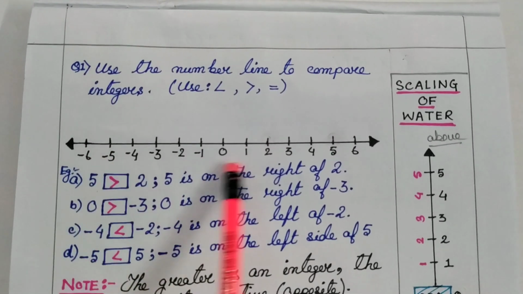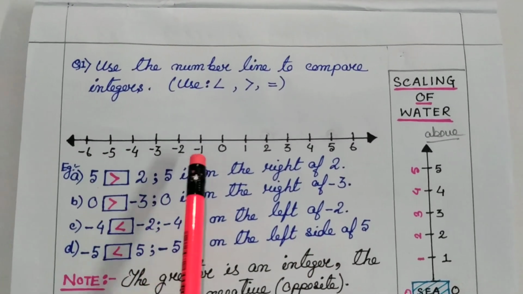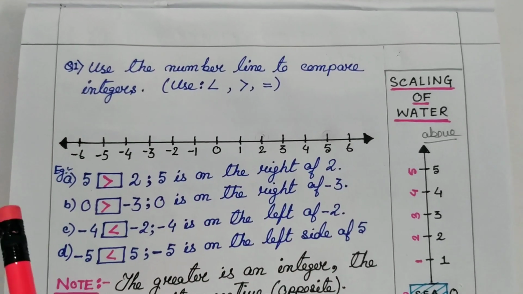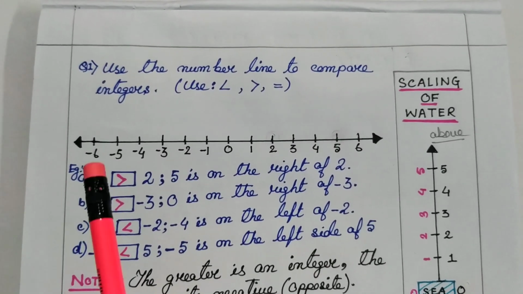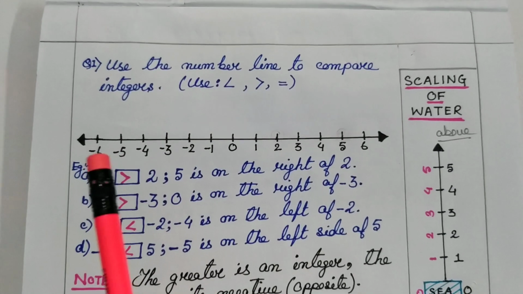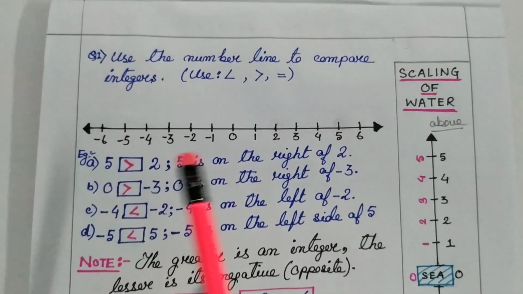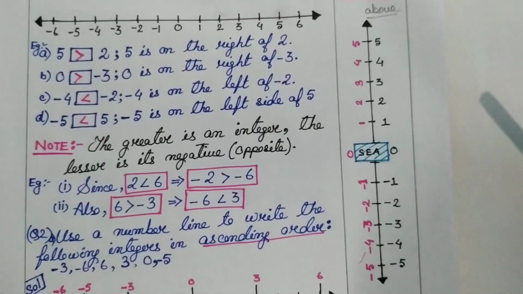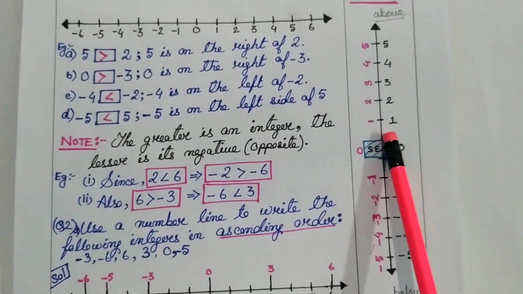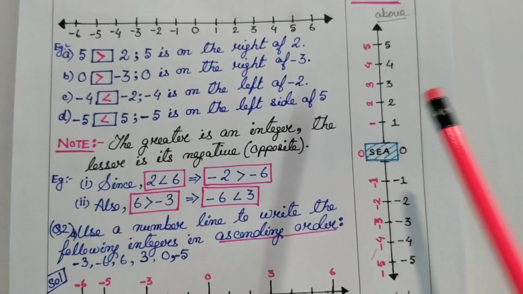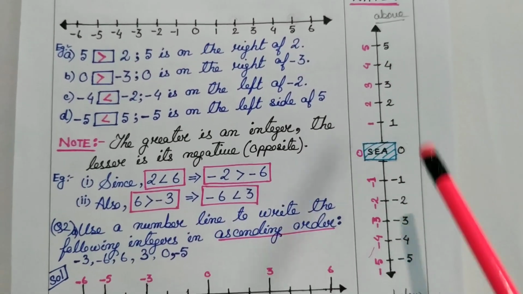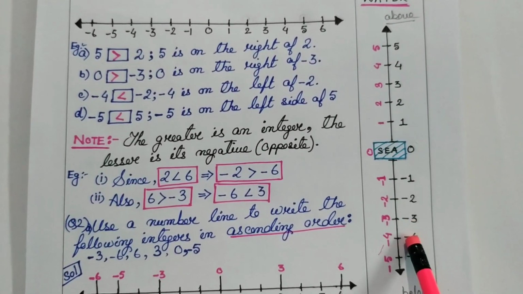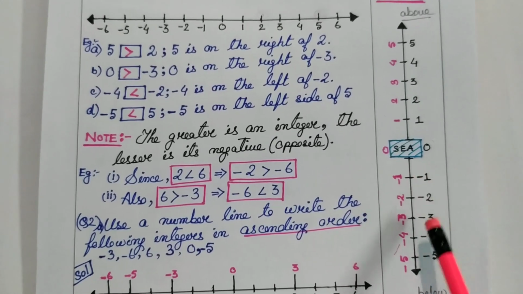Now, this is a number line. Many a time it is seen that you people make mistakes, sometimes putting a minus sign over here, sometimes a plus sign over here. So I need to give a proper explanation so that you don't make any mistake. For this explanation, I am going to explain scaling of water. Now I have drawn a sea. Follow the numbers in black. Above the sea level, that is plus, and below the sea level, that is minus or negative numbers.